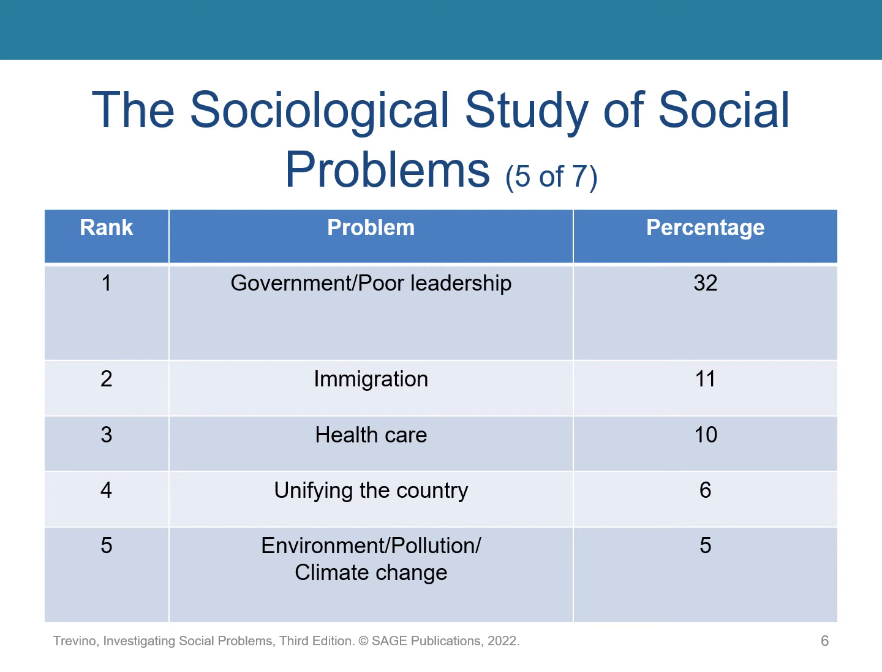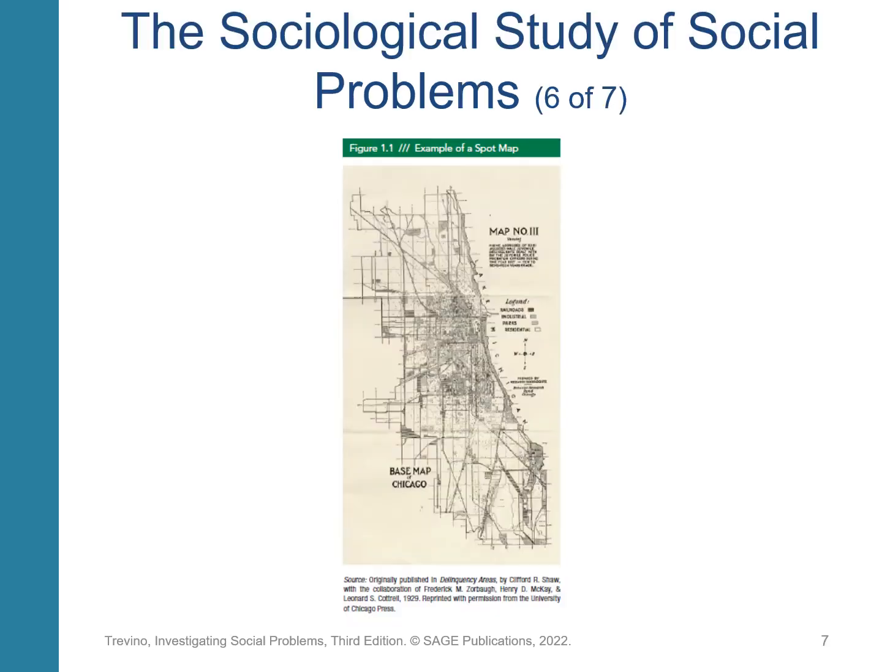Here we talk about the rank order, the problem, and the percentage. You look at the sociological study of social problems. Rank order 1, you see government, poor leadership, 32% believe that's a problem. 2 is immigration, 11%. 3 is healthcare. 4 is unifying the country. And 6 is environmental pollution and climate change. This is an example of a spot map provided to you by the textbook here. So please review.